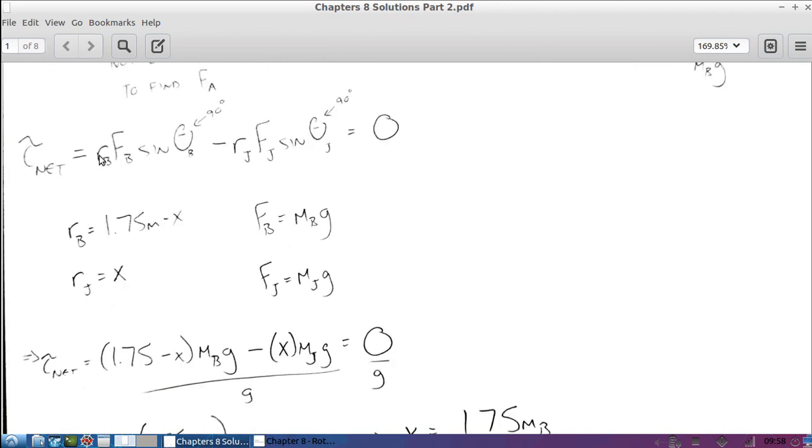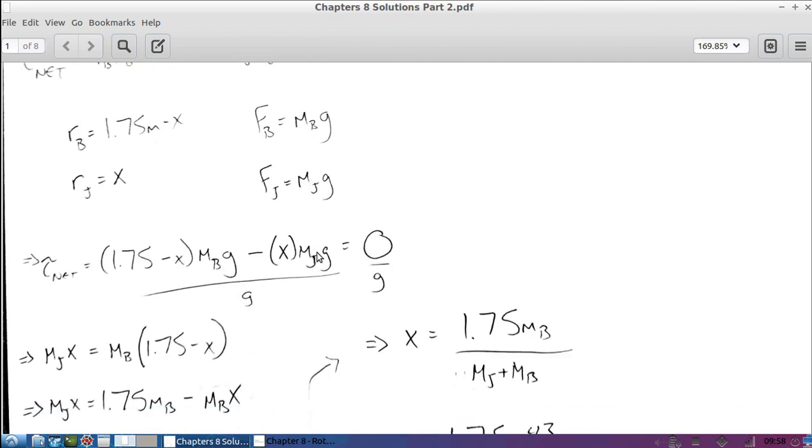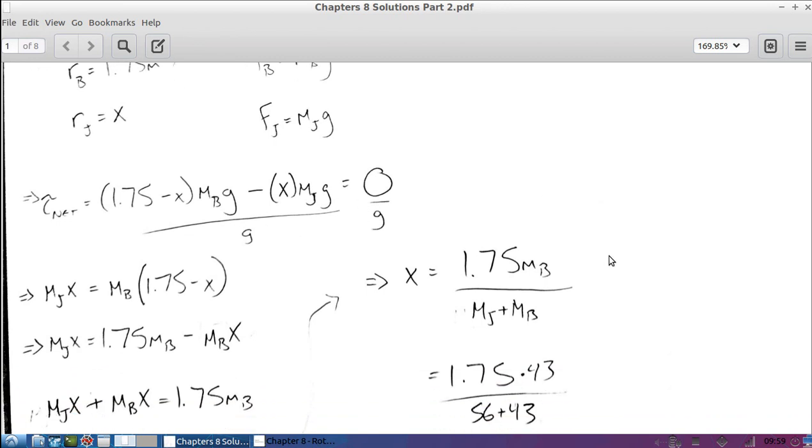So now I'm ready, right? I substitute all these things in, my radius vector expressions, my weight forces. Let's get rid of that g. I've got g over here, 0 over here. I can divide everything by g, get rid of g. And at the same time, I'm going to add this term to both sides. John's radius vector times John's weight force. So I have m sub j times x is m sub b times the quantity 1.75 minus x.